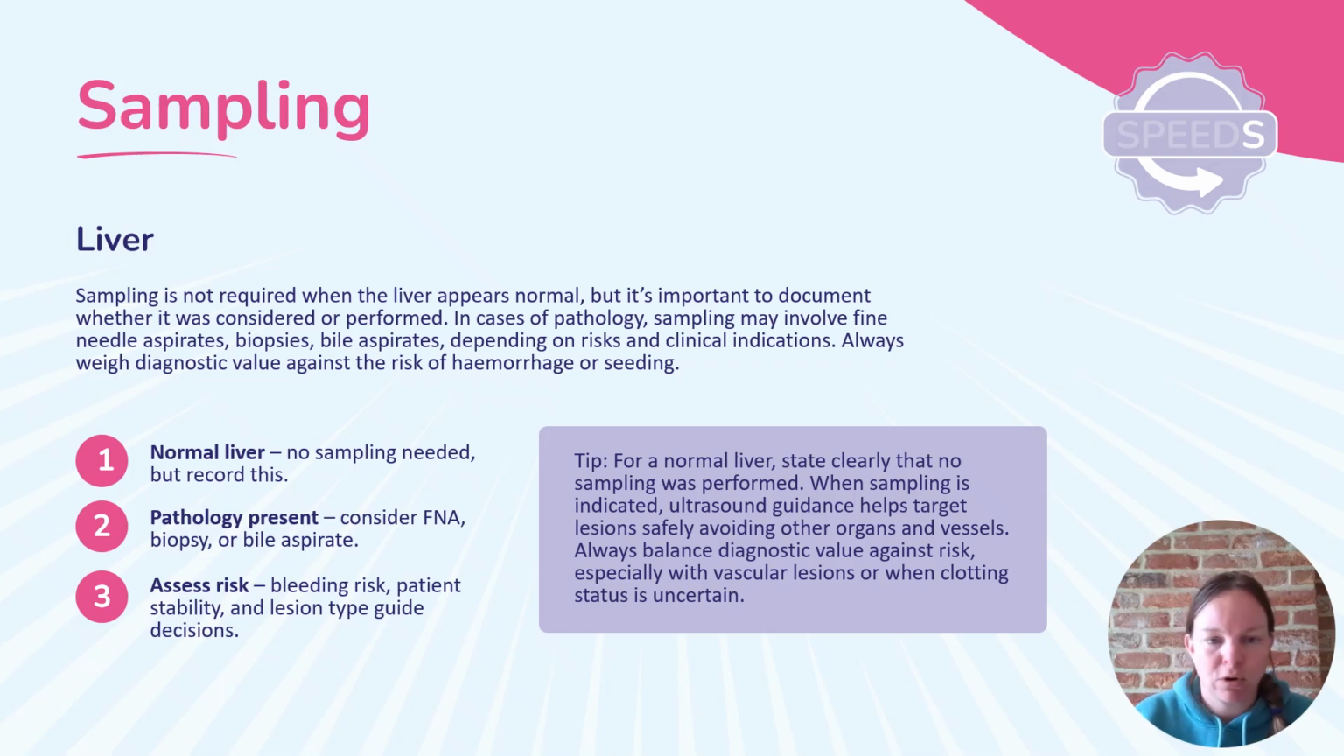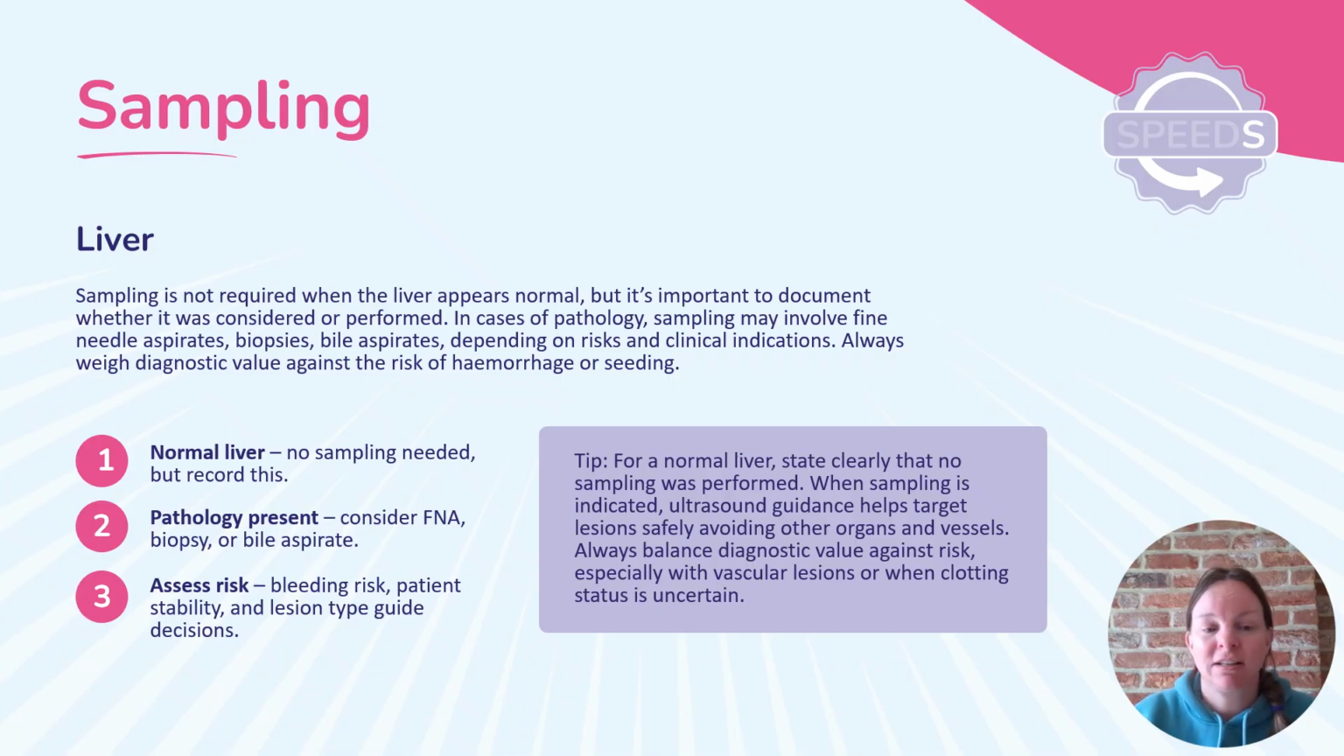So sampling is not required when the liver appears normal, but it's important to document whether it was considered or performed. So in cases of pathology, sampling might involve fine needle aspirates, biopsies, bile aspirates, depending on risks and clinical indications. And we always need to weigh diagnostic value against the risk of hemorrhage or seeding. So normal liver, no sampling needed, but record that. Pathology present, consider FNA, biopsy, prostatic washes, traumatic catheterizations, all ultrasound guided. Really consider all of those potentials.